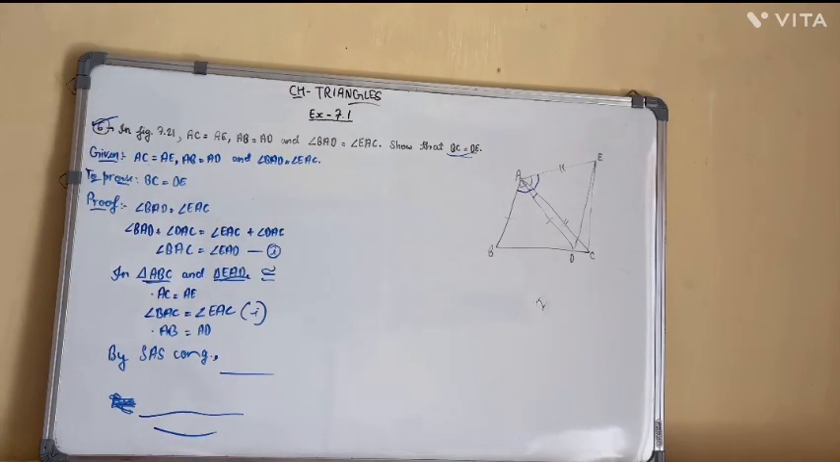These are easy questions, but we have to add or subtract, then we can find the congruent angle, congruent triangle, sorry. Okay, so this is done. You have to write this.